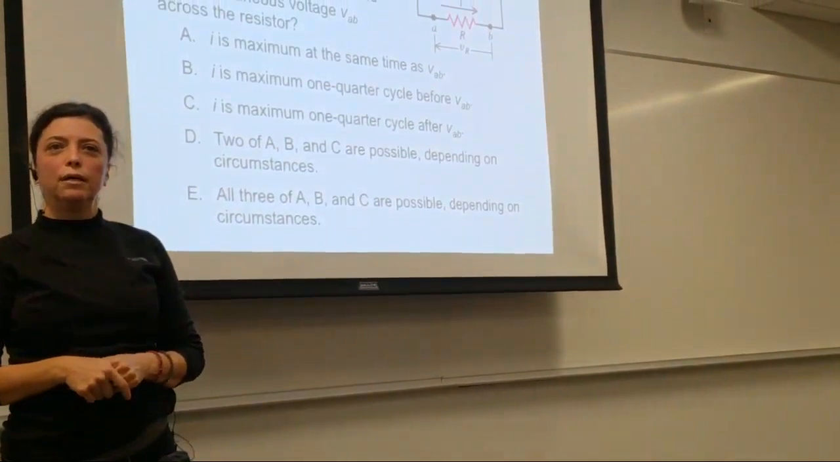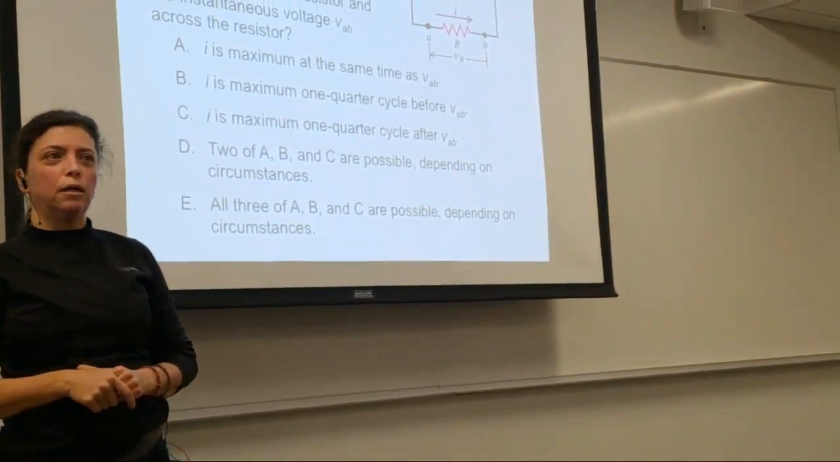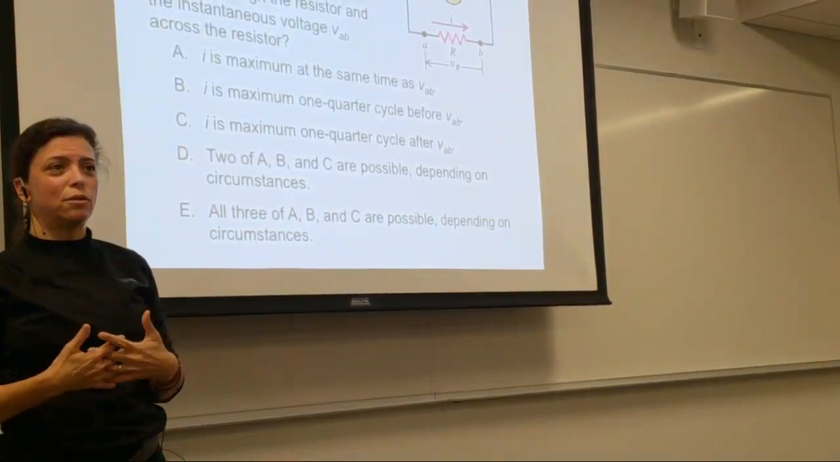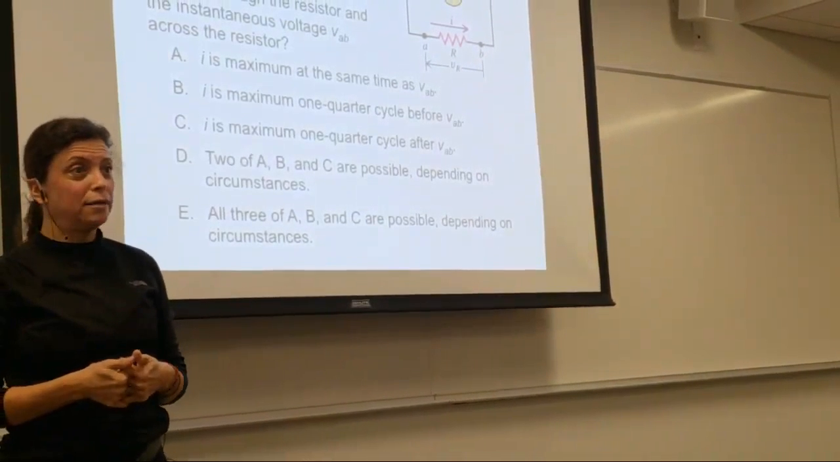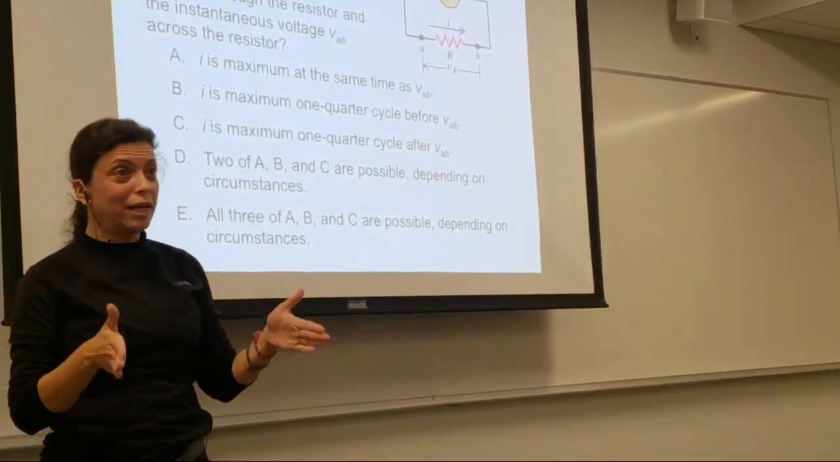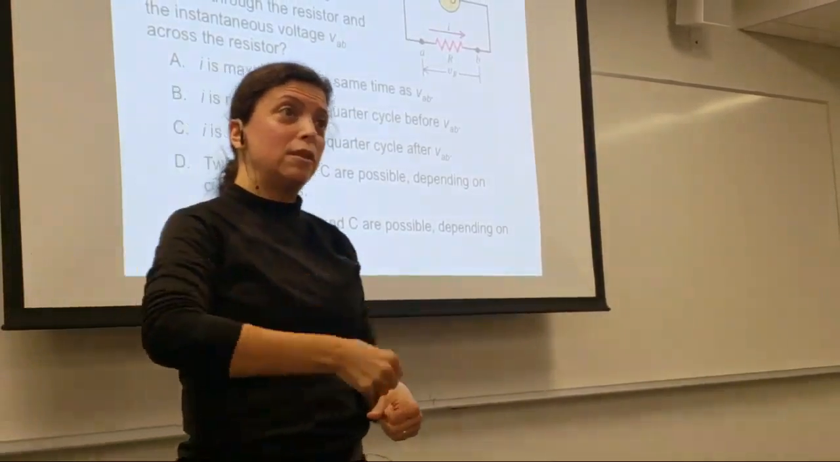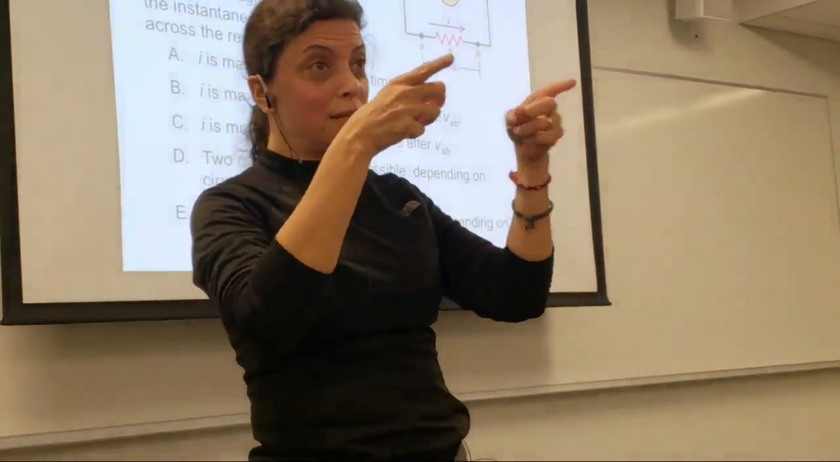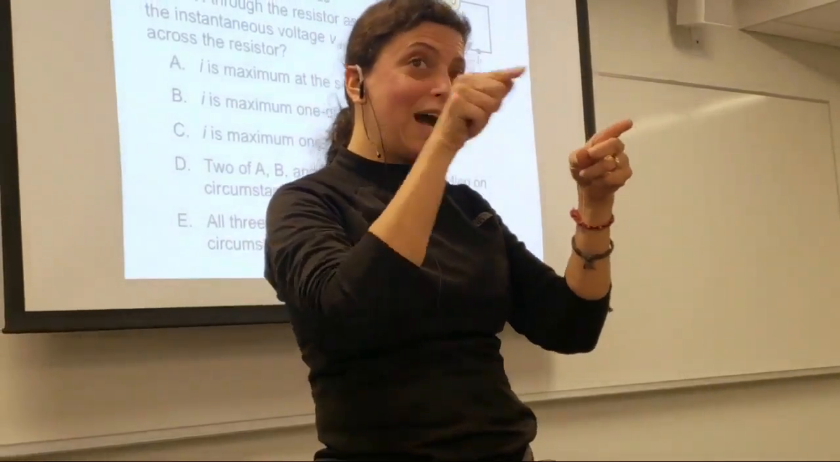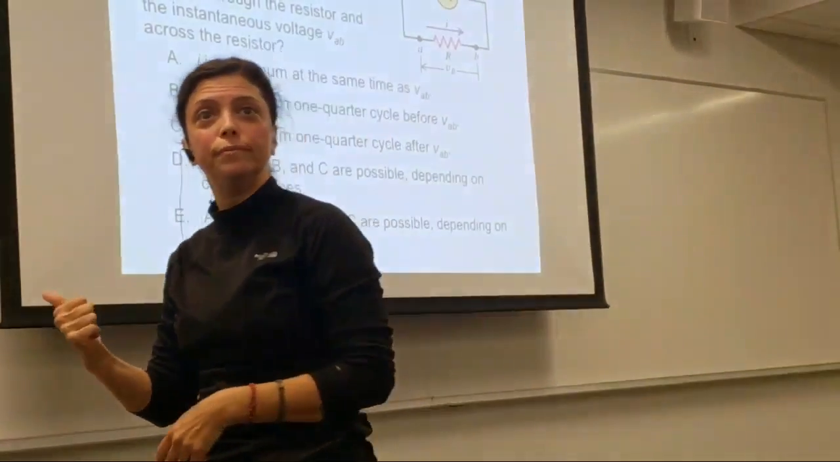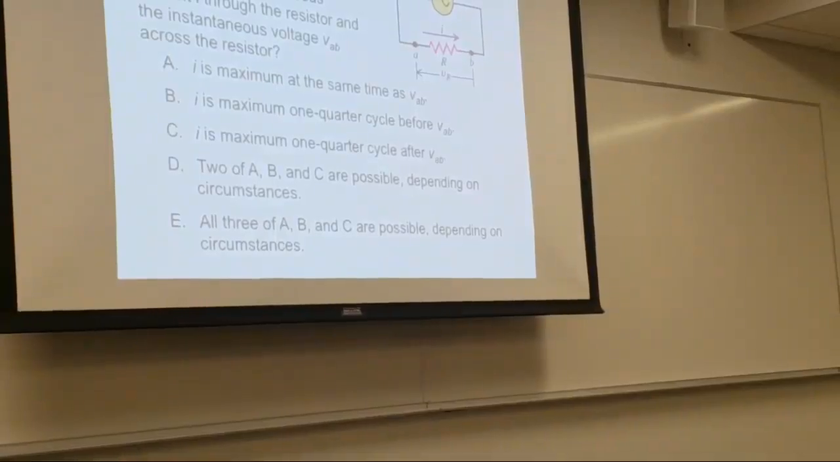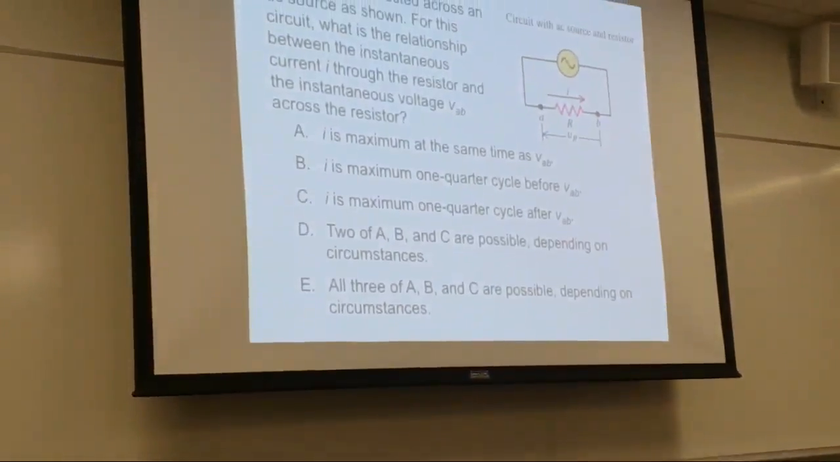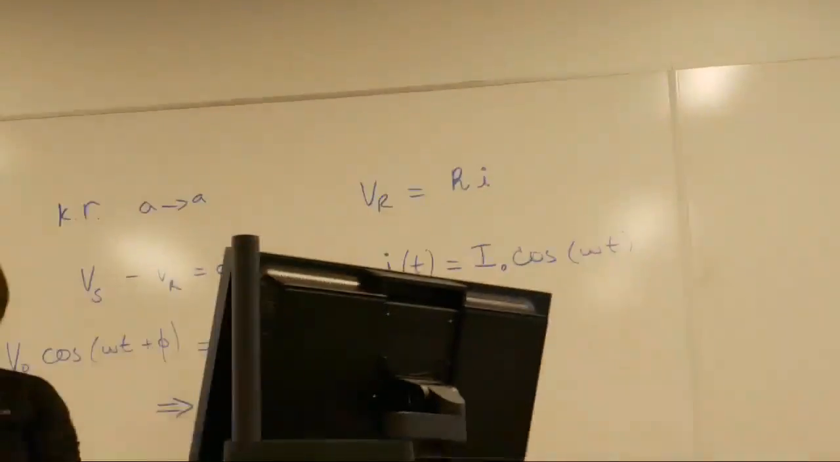So what letter is it? What is the right answer? A. Right. For this circuit that only has a resistor, the voltage across the resistor is simply IR, and I is in phase with the voltage. So it's maximum when the voltage is maximum, and minimum when the voltage is minimum, right?